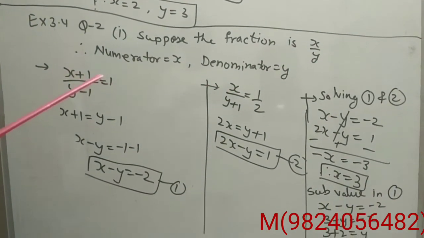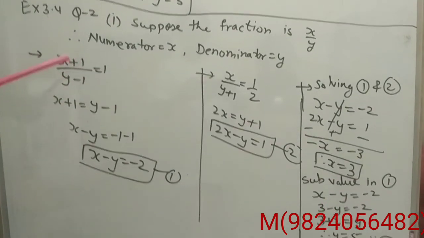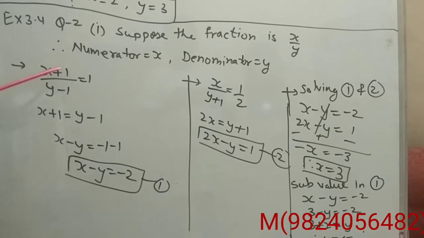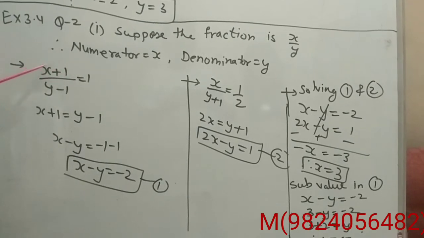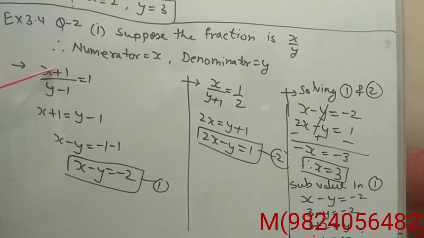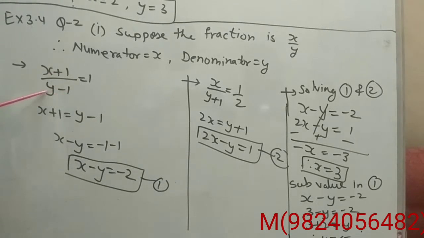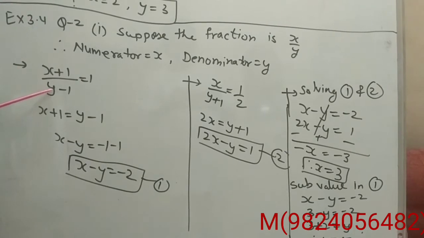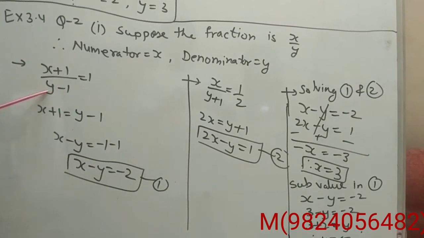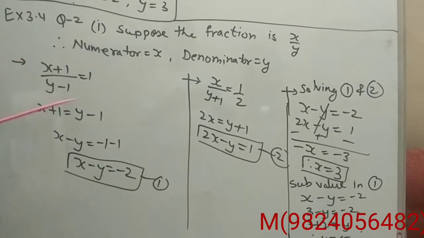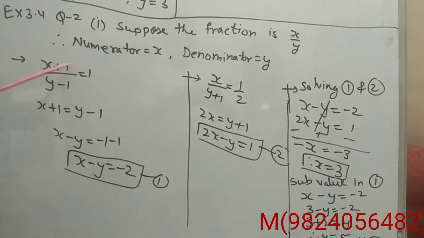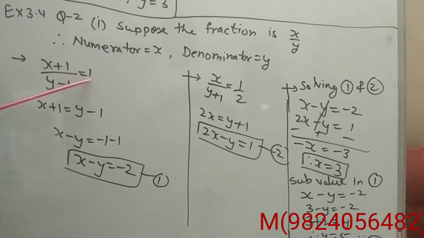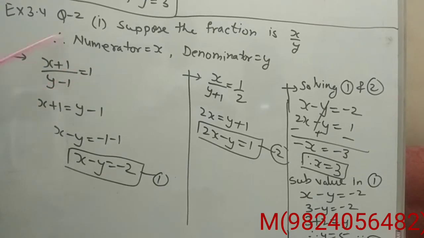Now turn by turn we will substitute the given conditions in the question. The first condition given in the question is, if you add 1 to the numerator, what is the numerator? x. So we are adding 1, and subtract 1 from the denominator. So we are subtracting 1 from y. The answer is 1. We are adding 1 to the numerator, subtracting 1 from the denominator, the answer is 1. Now this condition is over.